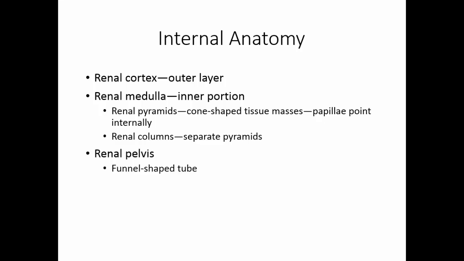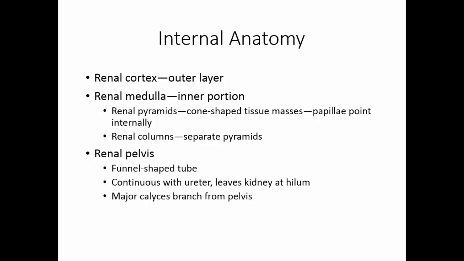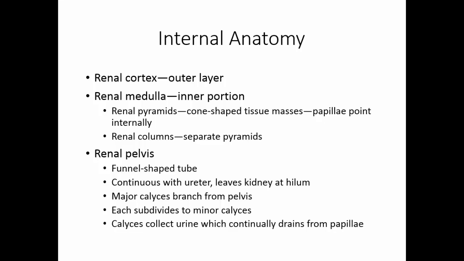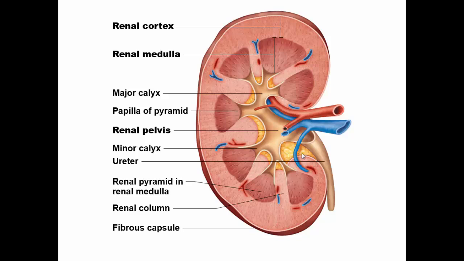The renal pelvis is a funnel-shaped hollow space that is continuous with the ureter. The ureter leaves the kidney at the hilum. From the pelvis, there are major calyces, or hollow tubes that lead away from the pelvis. Each of these subdivide to minor calyces. The minor calyces collect urine which continually drains from the papilla, so each renal pyramid will have its own minor calyx to receive urine. Here is a cross-section of the kidney.